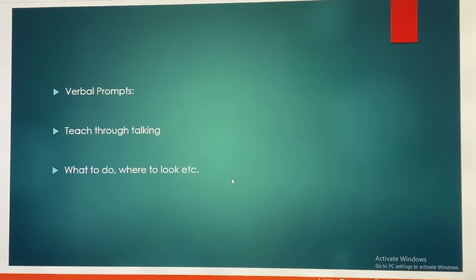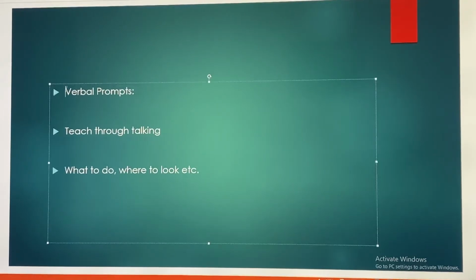Next comes verbal prompts. So verbal prompts are very simple, basically talking and giving instructions. For example, if I want a learner to engage in writing, I will say, write this or write something, and then that's the behavior that I'm looking for, and I'm prompting them by telling them what to do, or for example where to look, etc.